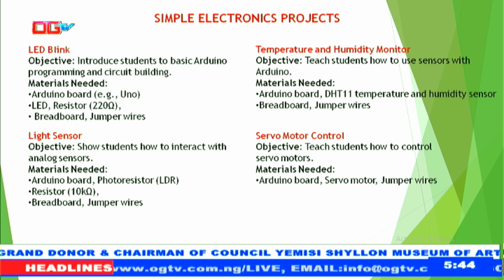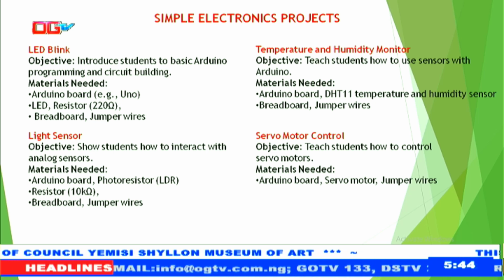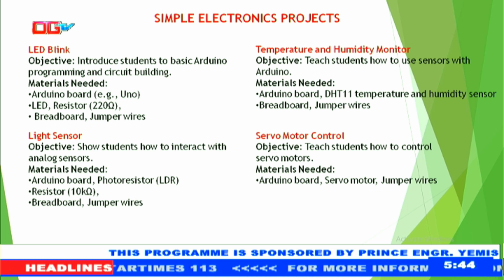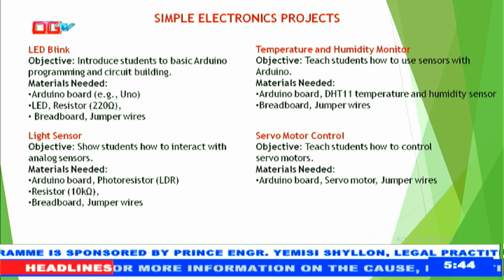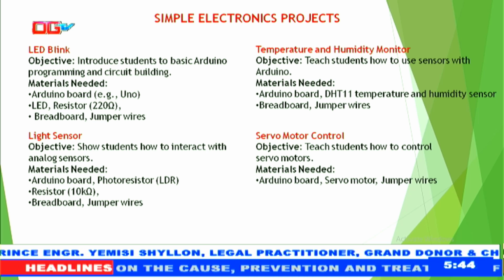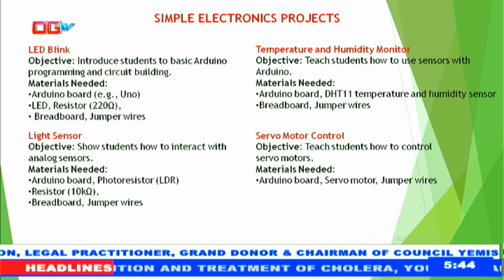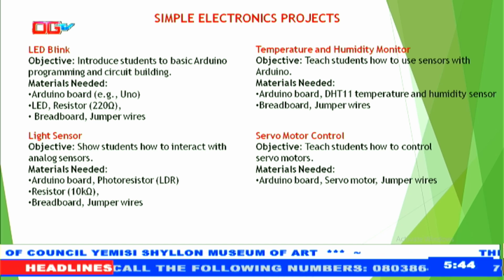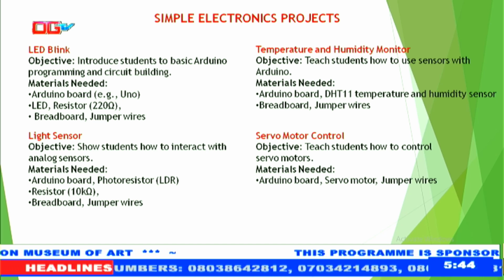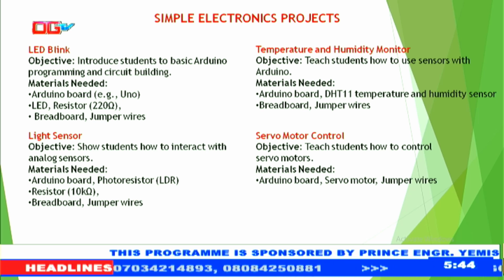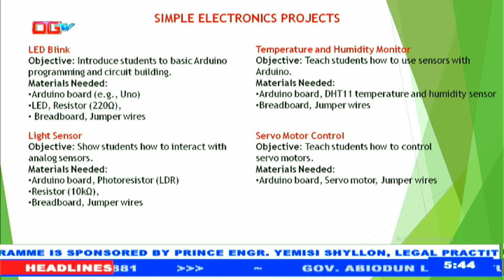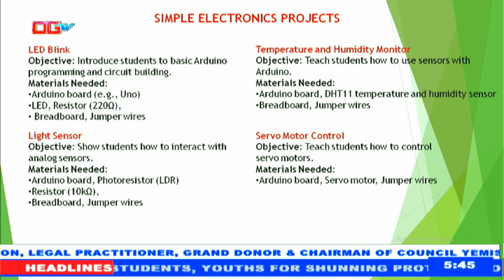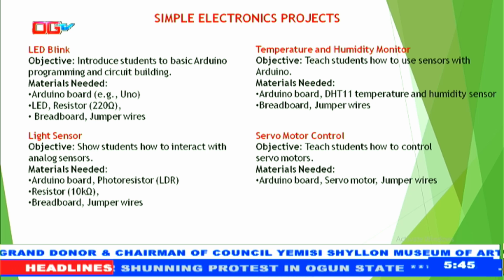Now I try to bring up some projects that can easily be implemented by school leavers or secondary school pupils. These are some of them. We have an LED blink. All you need for this LED blink is the Arduino board, as I have said earlier, the light we call LED, which is a light emitting diode. Just get a single one, the breadboard, then the jumper wires. By the time you try to put this together on your own, you'll be surprised that all these things are as simple as this.